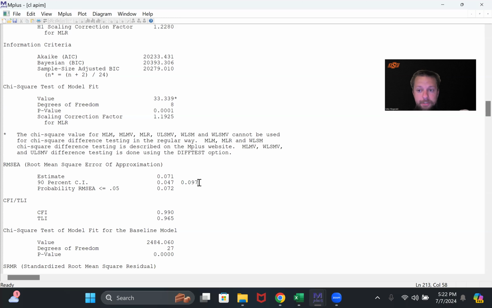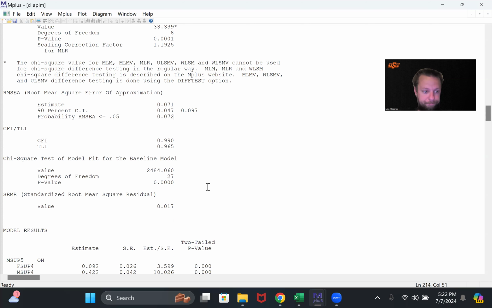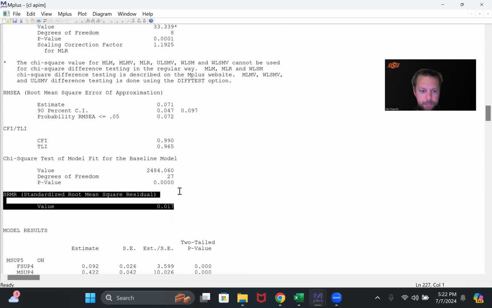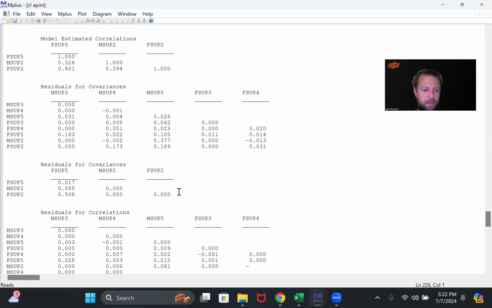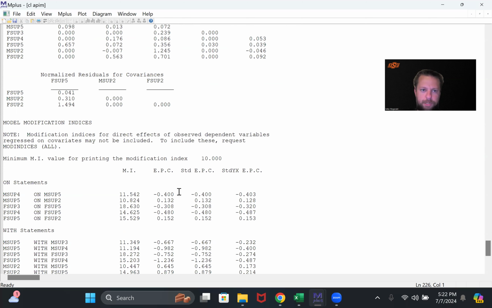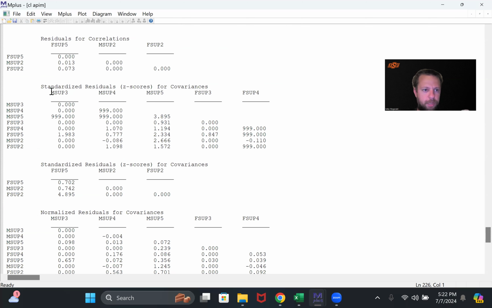And the RMSEA tends to just perform quite poorly the fewer degrees of freedom that you have. And we have a smaller degree of freedom model right here. So I'm not going to complain about the RMSEA a whole lot because I just don't trust it a whole lot. All right, SRMR tells us we're good. We can actually go down to mod indices and we'll take a stop off at the residual output.